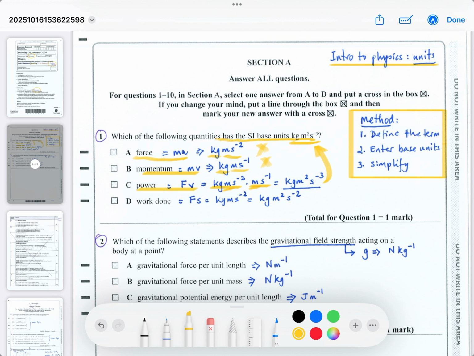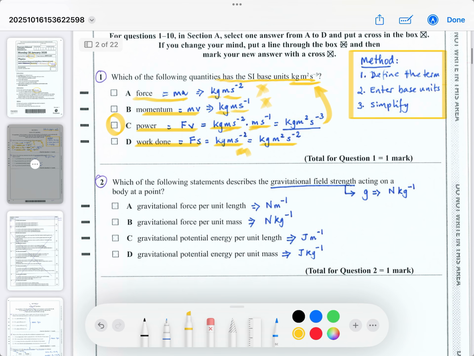So for the sake of completion, let's do D. D is work done, which is force times distance. Force times distance means kilograms meters seconds to the minus 2, yeah, multiplied by m, I forgot to do that, and that will give you kilograms meters squared seconds to the minus 2. So the power of seconds is wrong, so the answer is C. So that's how you do these units. Define the term, enter all the base units you got, and then simplify.